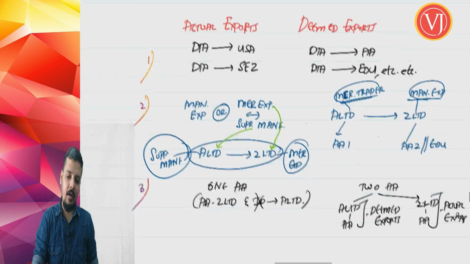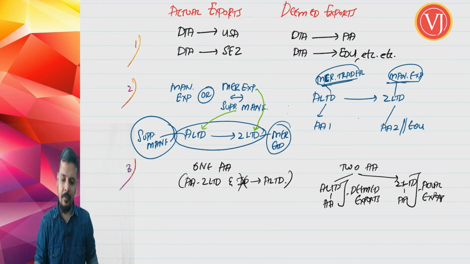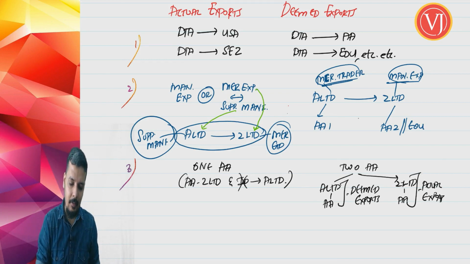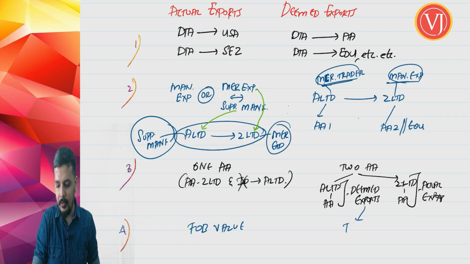Now other differences, when you talk about actual exports, friends, finally done by your manufacturer exporter or merchant exporter tied up to a supporting manufacturer, you focus on your FOB value. Here, when you talk about your deemed exports, you focus on FAR value.